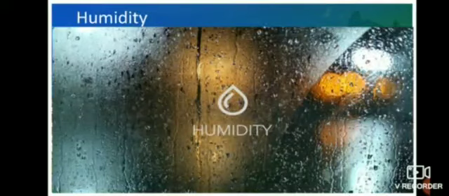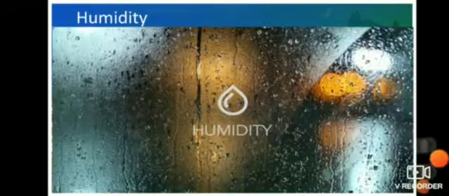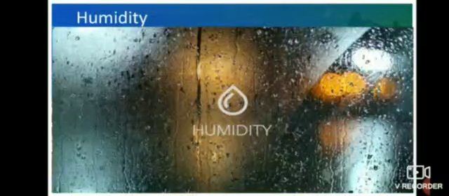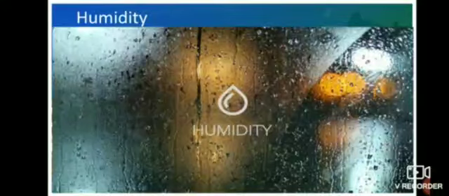Now, let us think about this. How can we measure this humidity? It can be measured by an instrument called a hygrometer. So the instrument used is a hygrometer. If the humidity is high, then the atmosphere will be very sweaty.